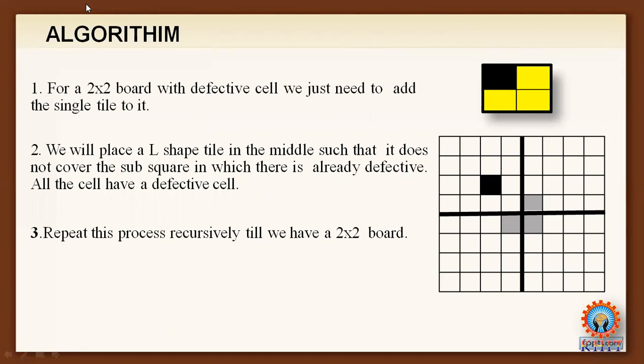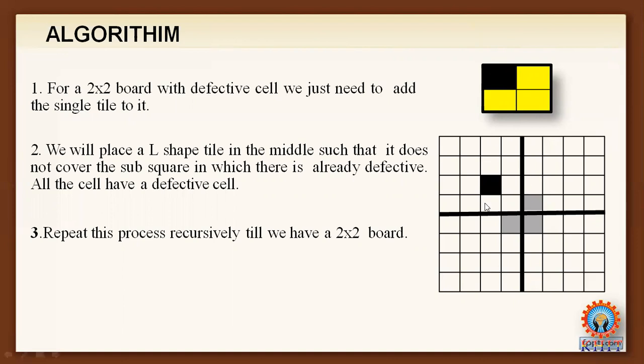Now we will see how to write the algorithm. For a 2 by 2 chessboard with a defective cell, we just need to add a single tile. If this is considered a 2 by 2 chessboard, one tile we compulsorily need to add here. And if it is an 8 by 8 chessboard, we will place an L-shaped tile in the middle such that it does not cover the sub square in which there is already a defective.